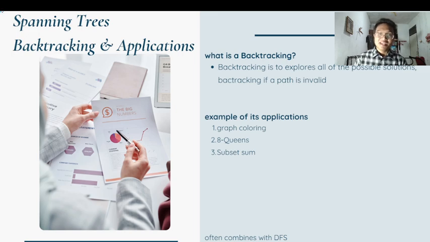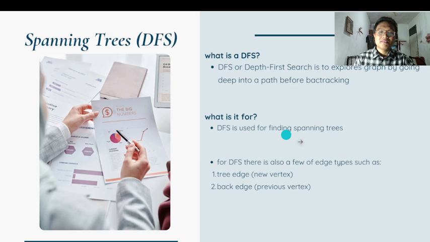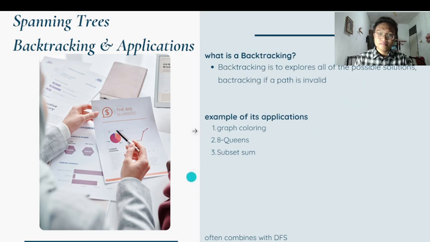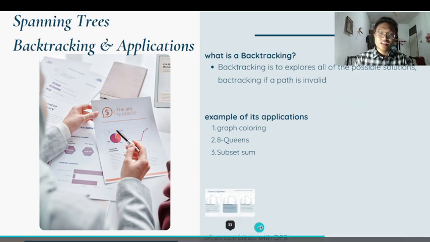What is backtracking? Backtracking is to explore all of the possible solutions, and backtrack if a path is invalid. Examples of its application are graph coloring, queens, and subset sum. Backtracking is often combined with DFS that we saw before. Here, DFS is depth first search, to explore a graph by going deep into a path before backtracking. Here I added a note.